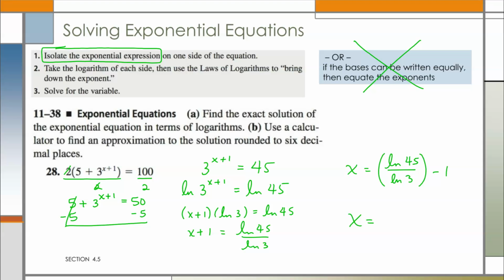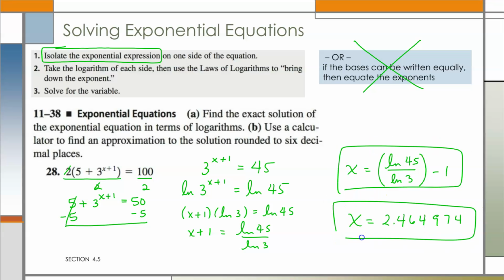ln of 45 divided by the ln of 3 minus 1 gives us 2.464. We want 6 decimals, 2.464974. Exact answer versus approximation. Okay, that's the end of part 2.